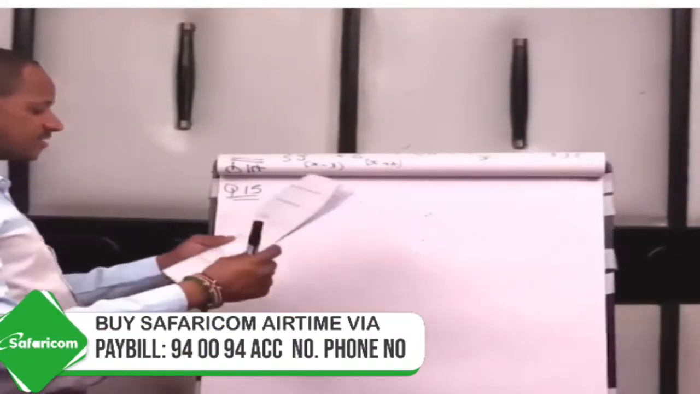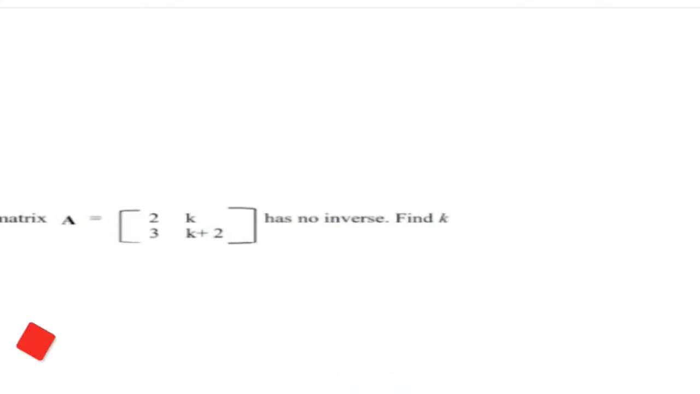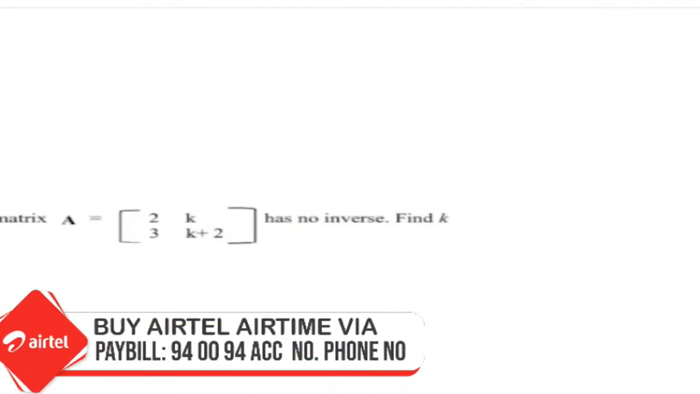This is matrices. Find k. The matrix A equals to 2k, 3, k plus 2 has no inverse. This matrix has no inverse. Find k. 2 marks. Find k.